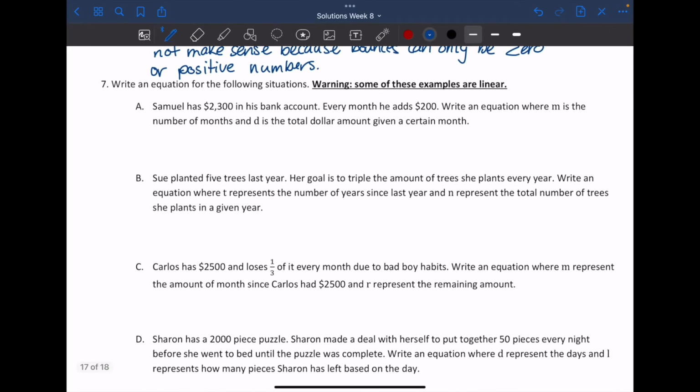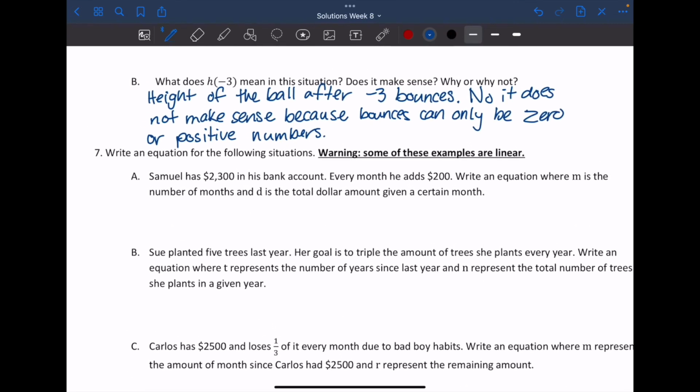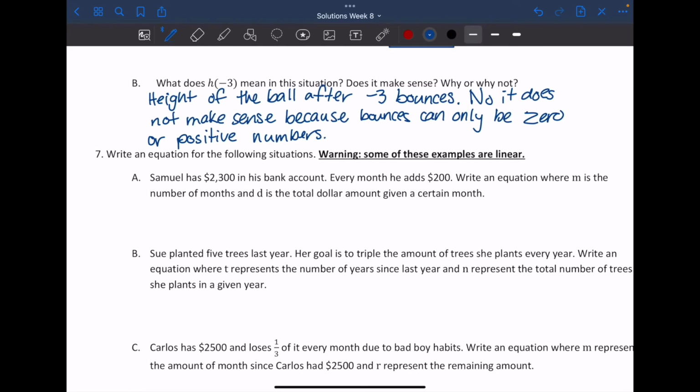So question 7 is now asking us to write an equation for the following situations. And it does give us the warning that some of these are linear. So Samuel has $2,300 in his bank account, and every month he adds $200. We want to write an equation where m is the number of months and the total dollar amount for a certain month. So this one is going to be linear because he is only adding a certain amount.